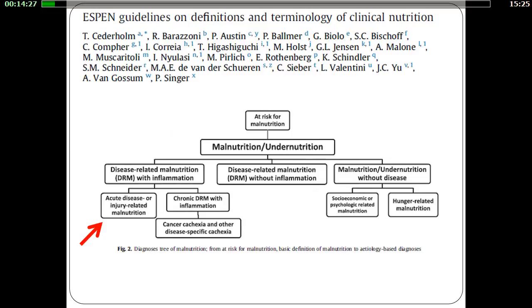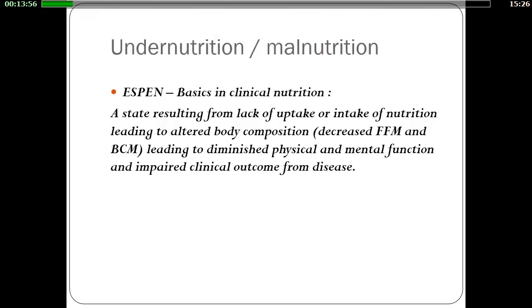There is a new definition published and proposed by the ESPEN, the European Society of Nutrition, for the terminology of clinical nutrition, including malnutrition or undernutrition. We will see that both can be used. Patients at risk of malnutrition can develop overt malnutrition as a result of several conditions, including acute disease or injury-related malnutrition, which is typically the case of critically ill patients.